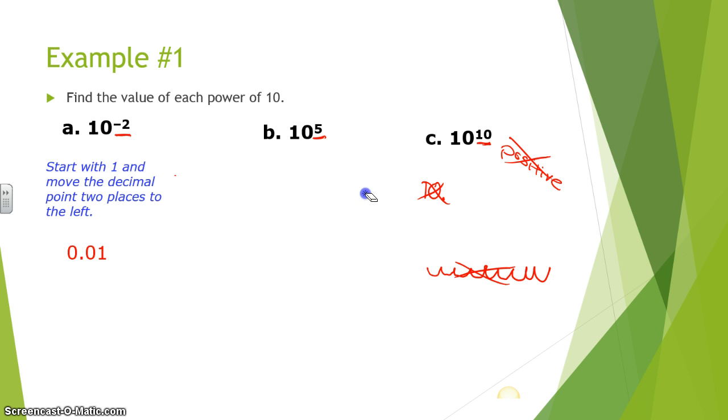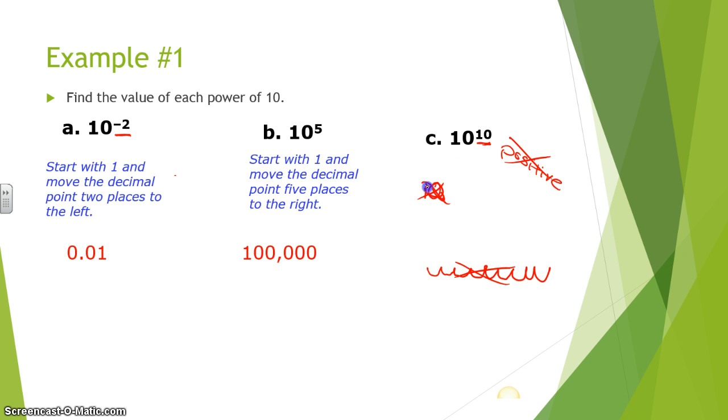I'm going to erase that, and you'll see in the notes that what I just showed you is exactly what you need to do. So start with 1, move the decimal point 5 places to the right, and you get your final answer of 100,000.